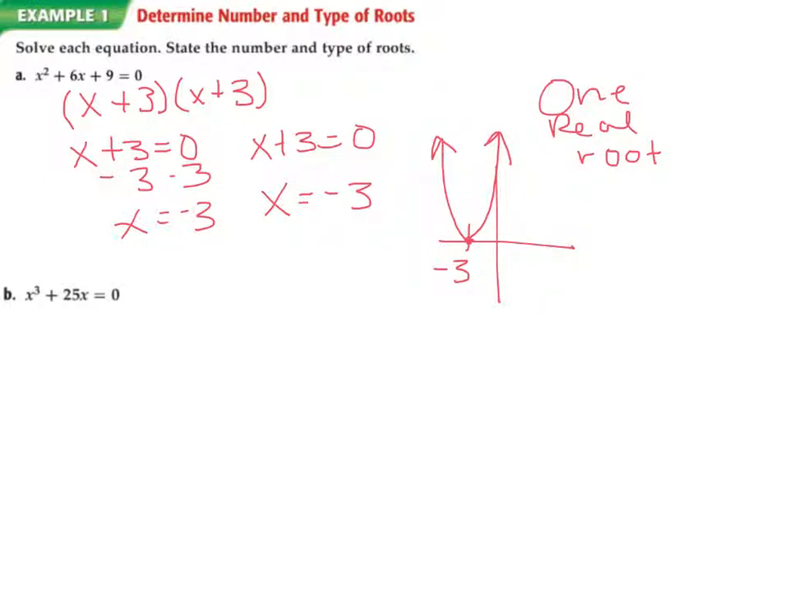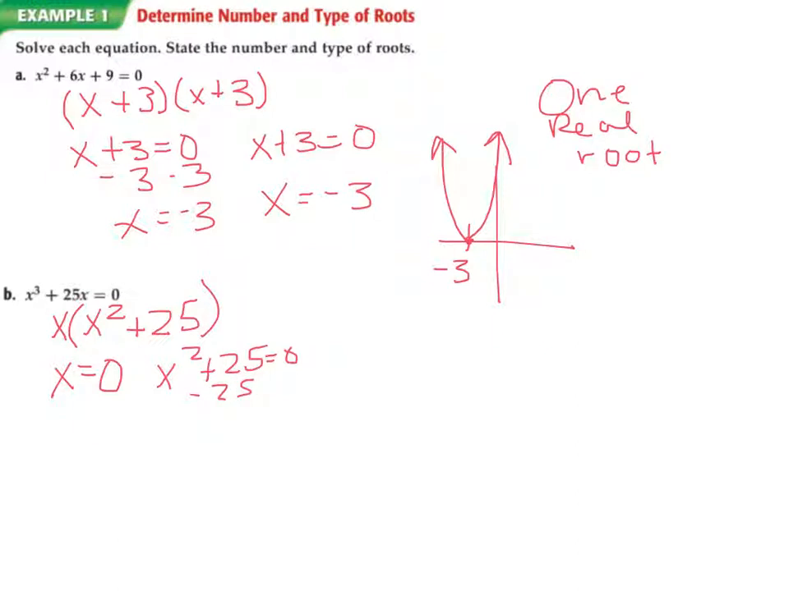Let's go ahead and look at example B. We have x cubed plus 25x, and we can go ahead and factor this. First, I'm going to take out a GCF, so I'm going to be left with x times x squared plus 25. So if I go ahead and solve each of these, I'm going to have x equals 0, and I don't have to solve anything. I'm going to have x squared plus 25 equals 0.